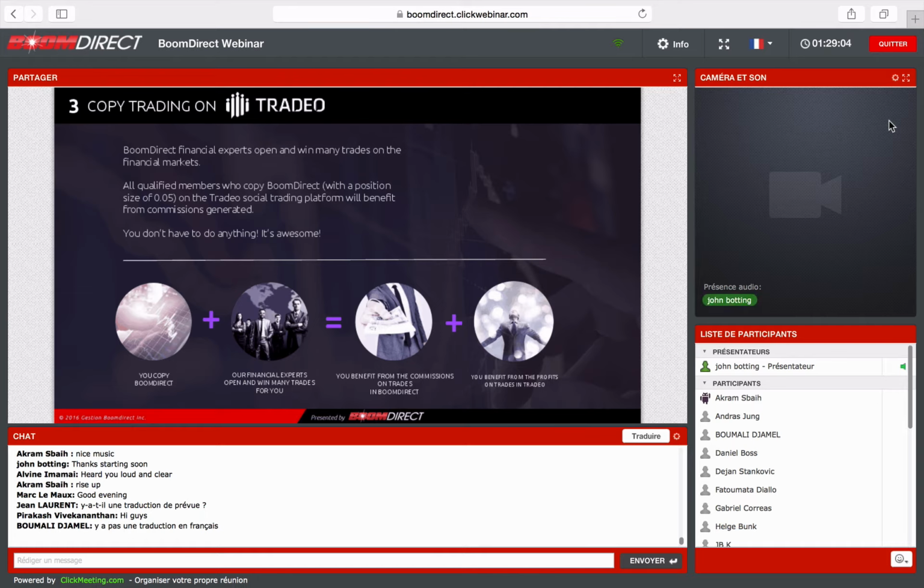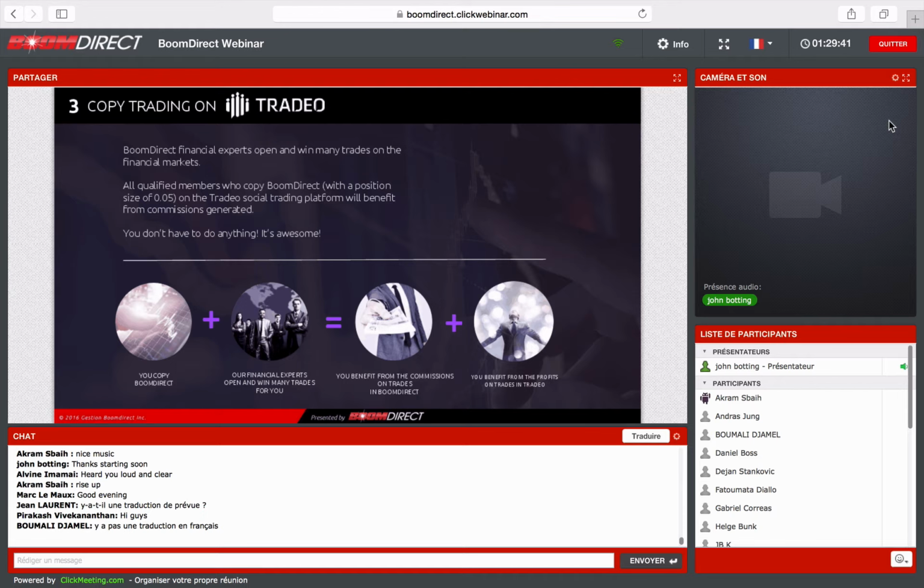Okay, so copy trading on Trado. You will copy the Boom Direct Corporation traders, and you open your trades. They will open the trades for you, and you'll be copying the trades. All of the qualified members who copy Boom Direct with a position of 0.05, don't worry about this, please. It's not complicated, but it will be explained to you when you open your account up. You will automatically copy at 0.05.